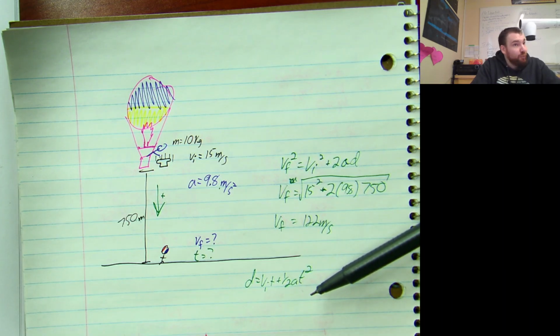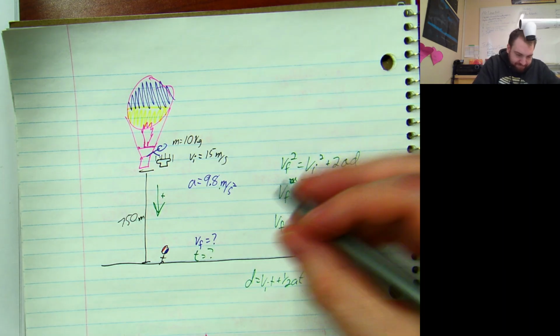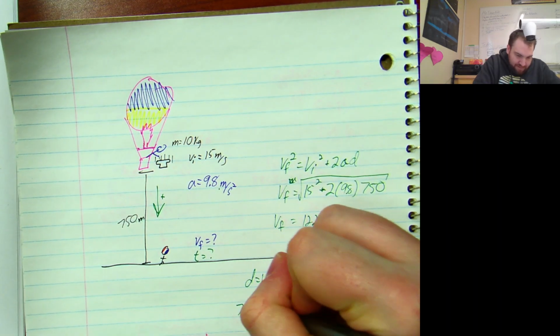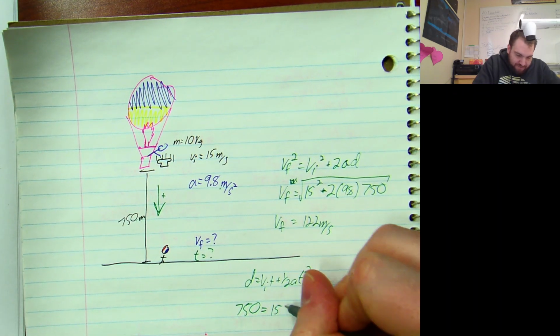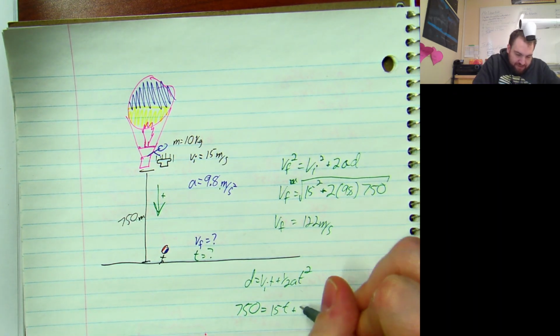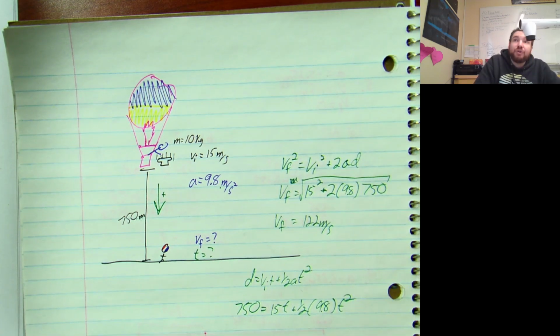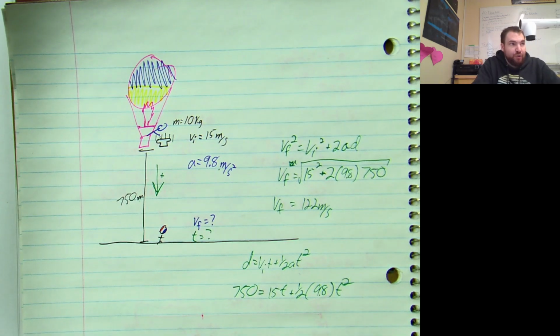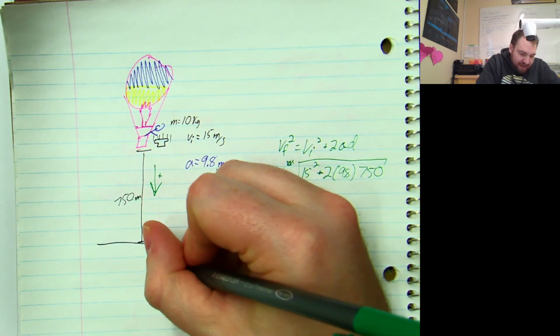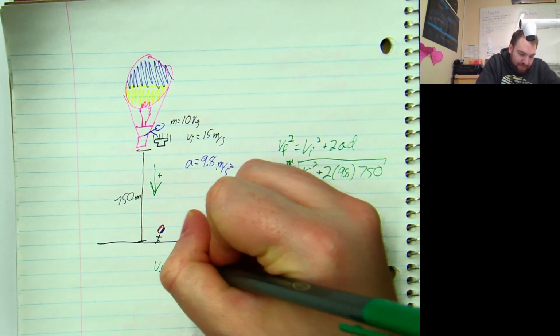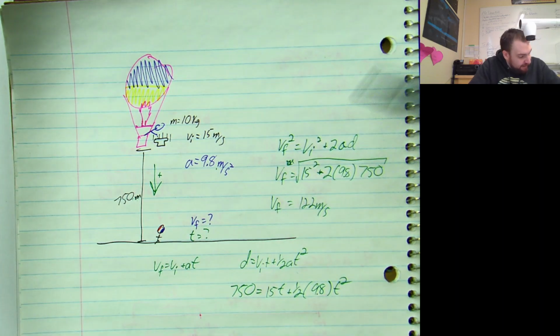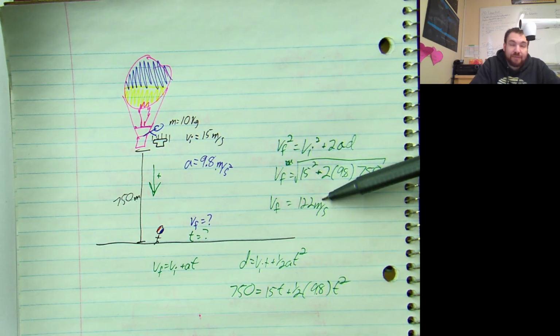That's going to give us a quadratic. That's fun. 750 equals 15T plus 1/2 9.8 T squared, which you can solve, or we could do what I just told you not to do, and use this formula instead. VF equals VI plus AT, and then we're going to get a value. Was this answer, was 122 exact, or did we round that?